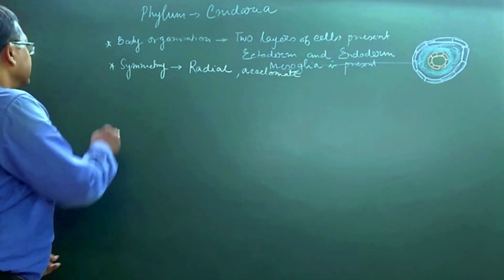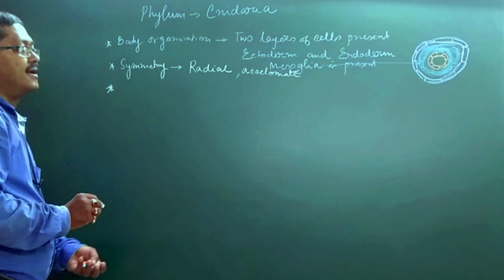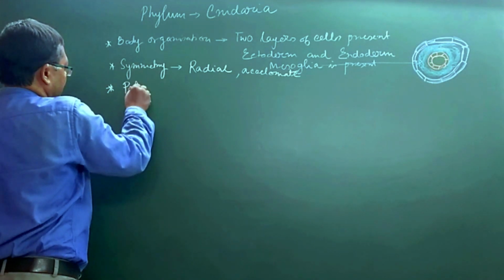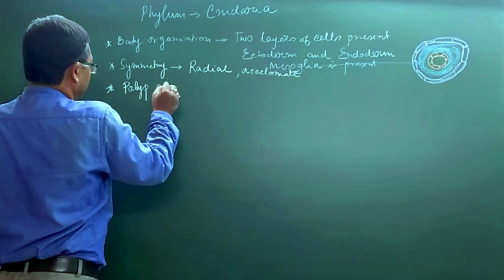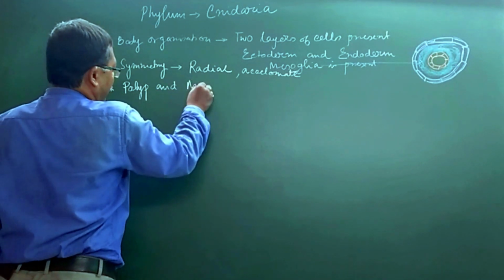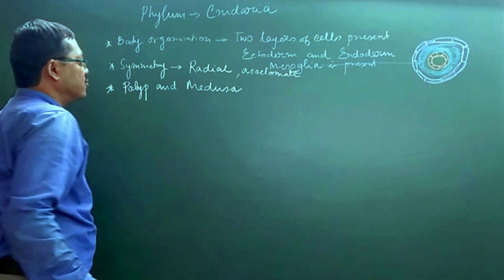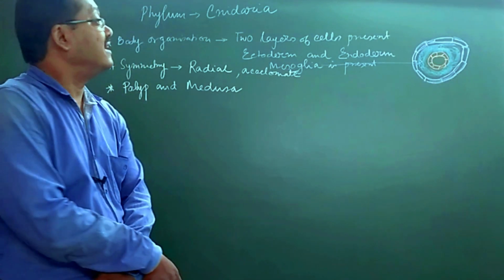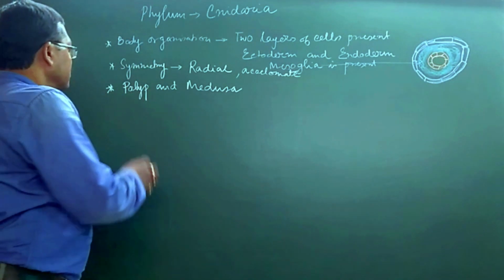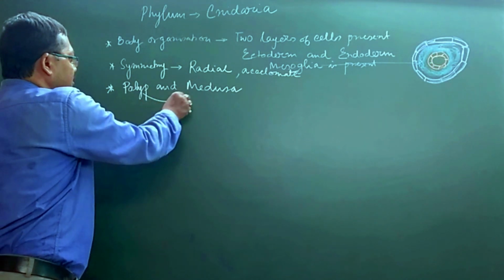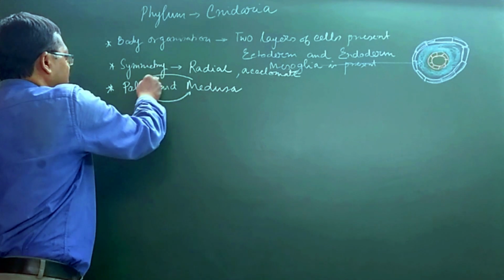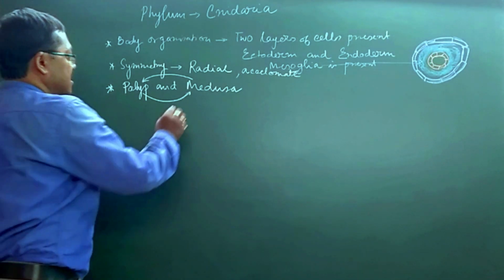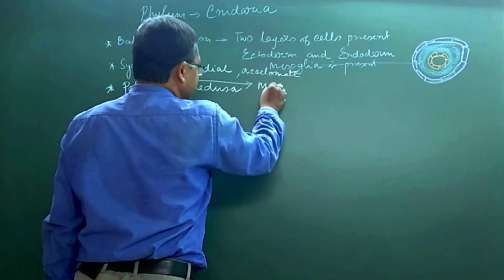This type of organism shows two forms. One form is the polyp, and the second is the medusa. Polyp and medusa are two developmental forms present in this phylum. In some cases, polyp is converted into medusa and medusa is converted into polyp. This conversion generally takes place in their life cycle. This conversion is called metagenesis.